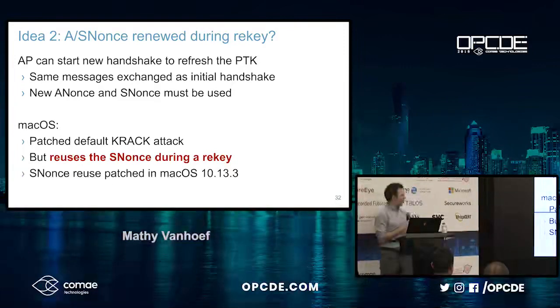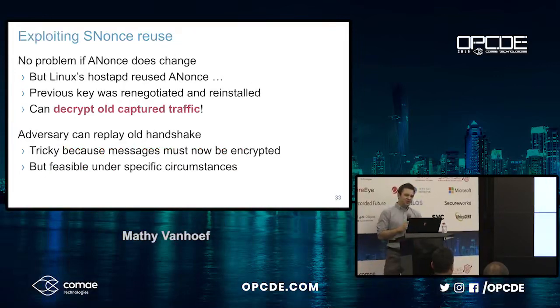But how can we exploit that? Okay, macOS uses the same S-nonce. Is that a problem in practice? Well, if the access point uses a fresh A-nonce, then we are still negotiating a new session key. So if the access point is using a new A-nonce, then it's not immediately a problem. However, we noticed that Linux hostapd, which is the open source access point implementation used on Linux and also on a lot of proprietary devices as well, is reusing the A-nonce value.